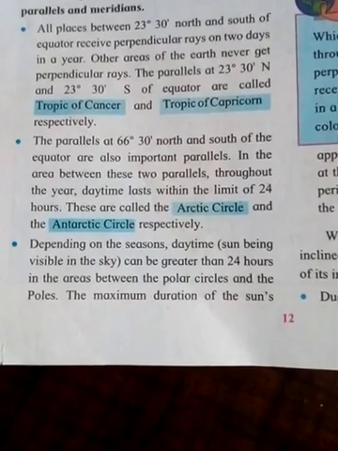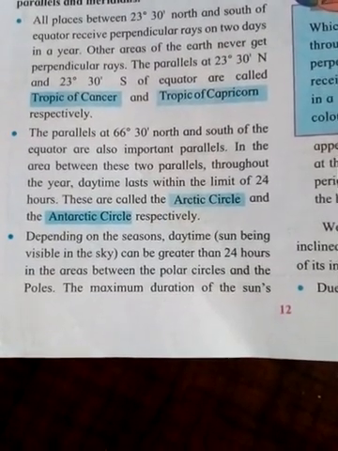In the areas between the polar circle and the pole, the maximum duration of the sun's appearance in the sky can be 6 months at the poles, based on the season.